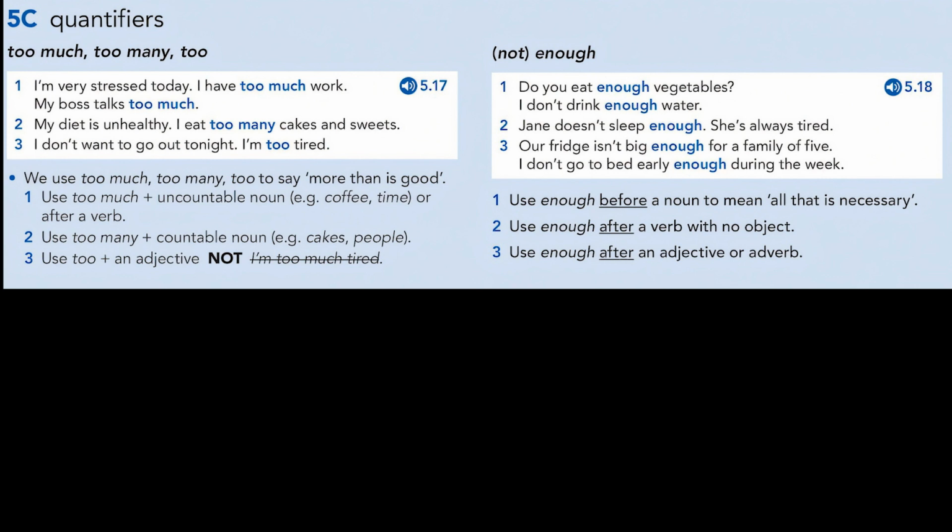5.18. 1. Do you eat enough vegetables? I don't drink enough water. 2. Jane doesn't sleep enough. She's always tired. 3. Our fridge isn't big enough for a family of 5. I don't go to bed early enough during the week.